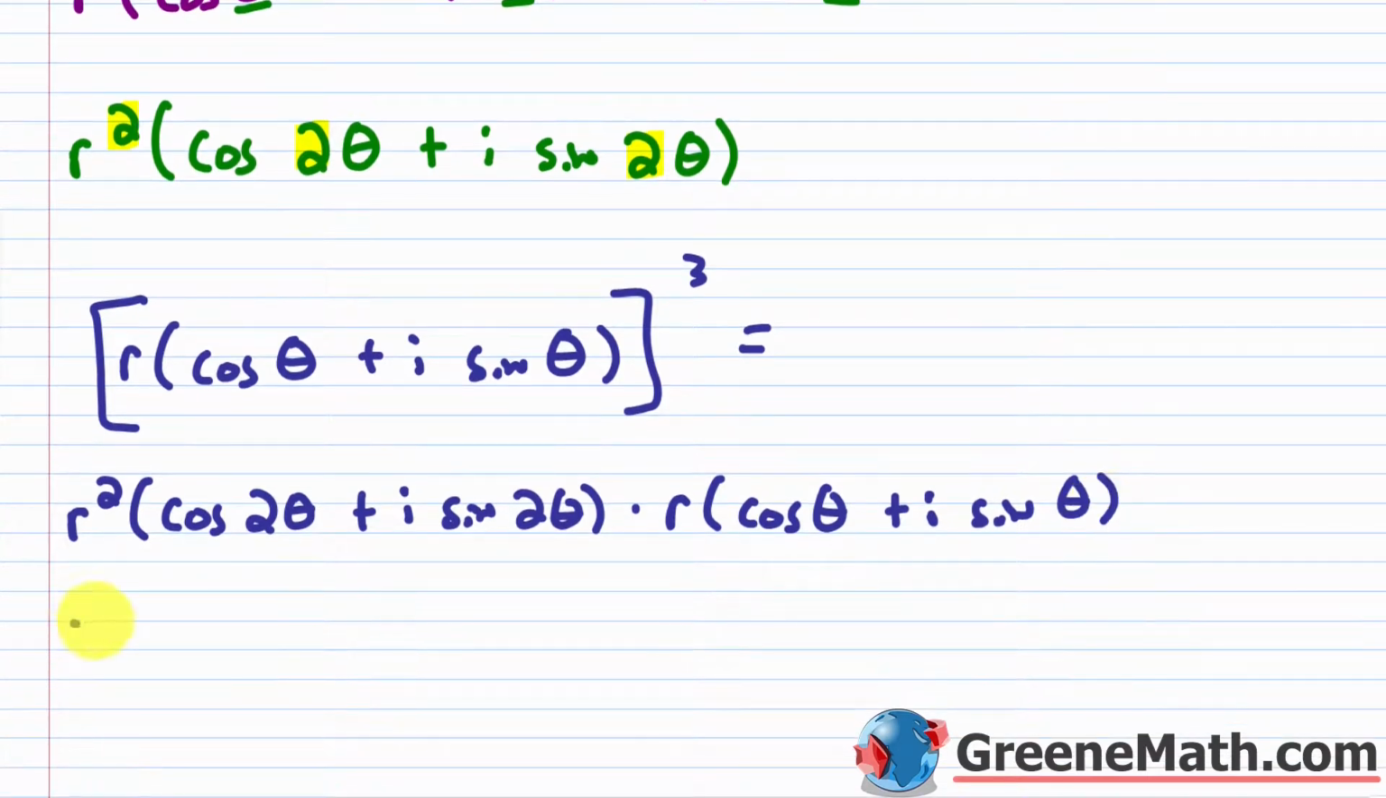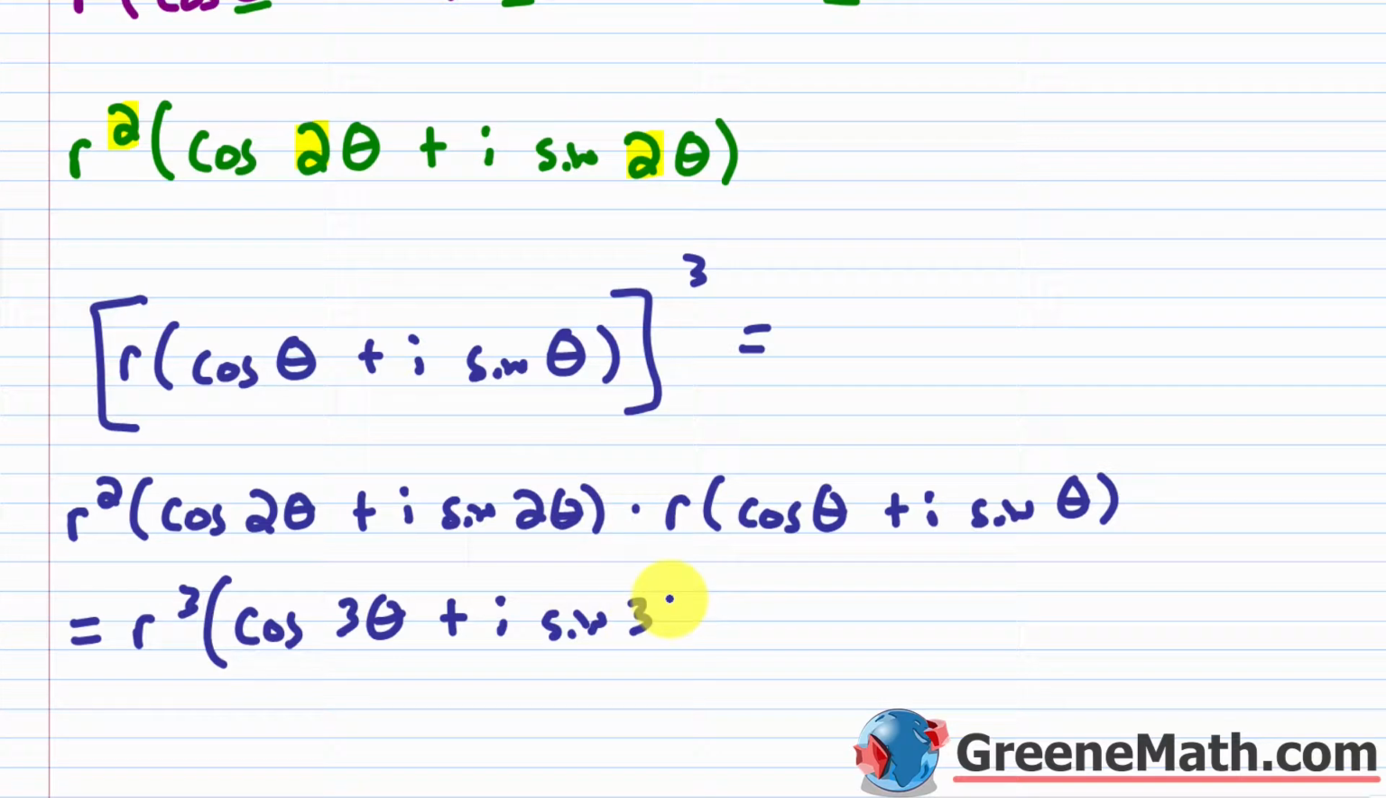So what is this going to give me? Again, r squared times r is going to be r cubed. Again, notice this exponent here matches this exponent here, okay? So basically after that, inside the parentheses, you're going to have the cosine of 2 theta plus theta, which is going to be 3 theta, okay? Plus I times the sine of 2 theta plus theta, which is 3 theta.